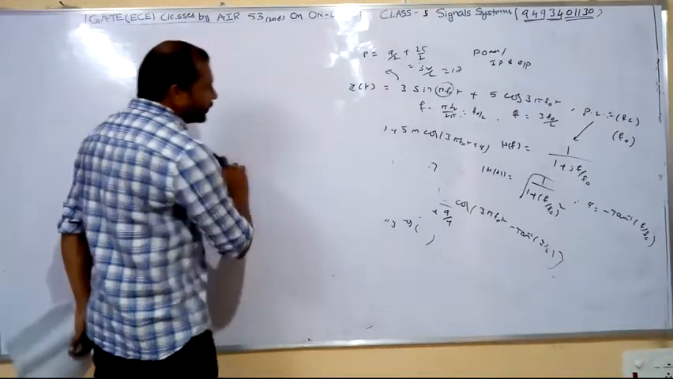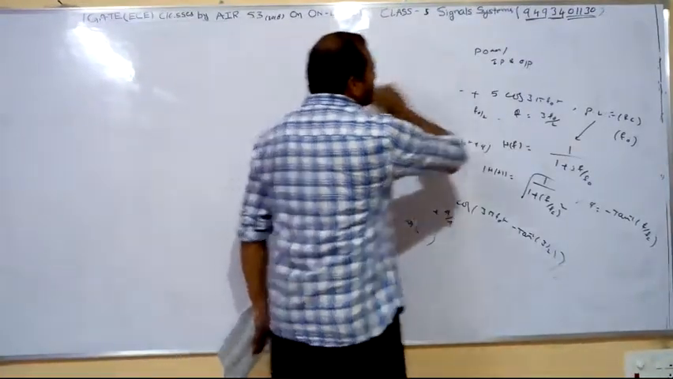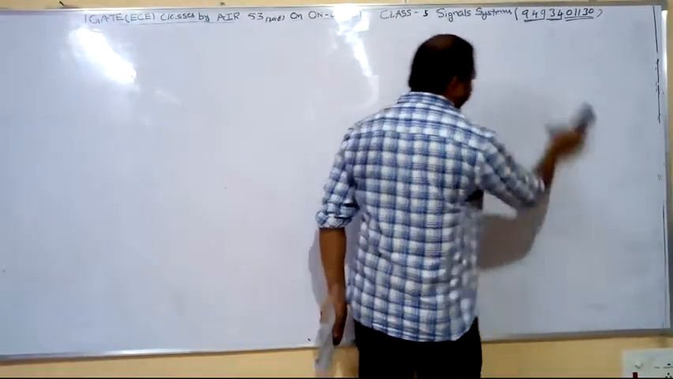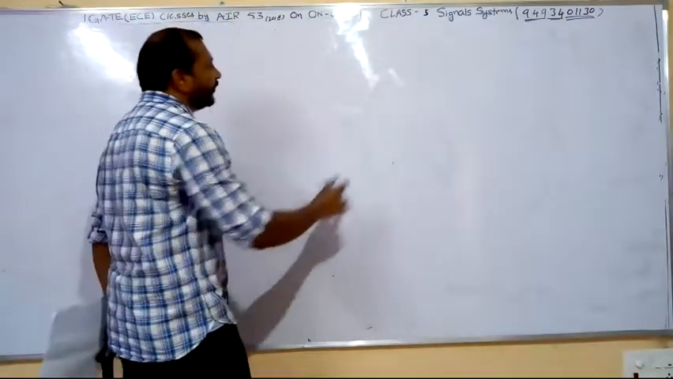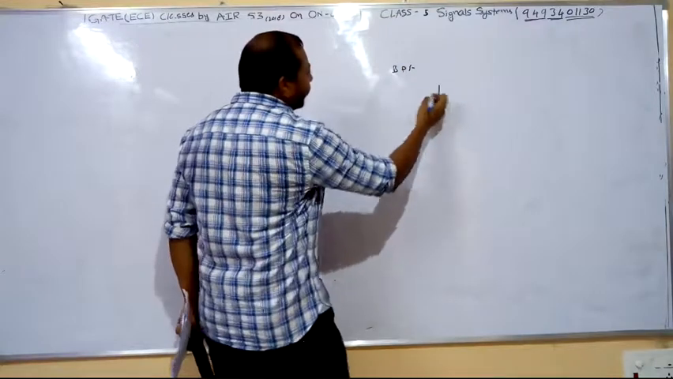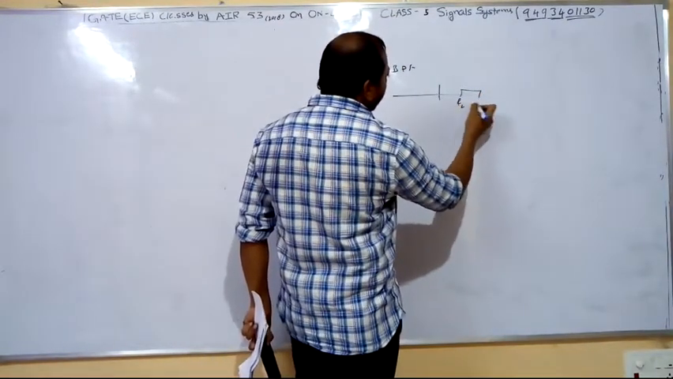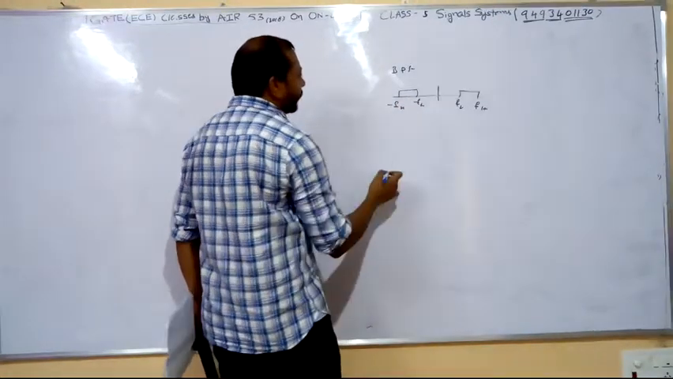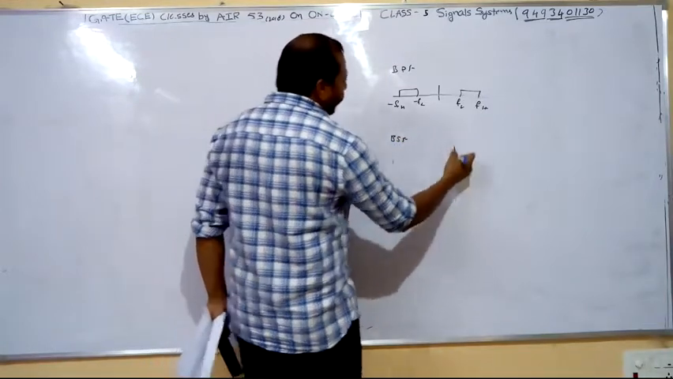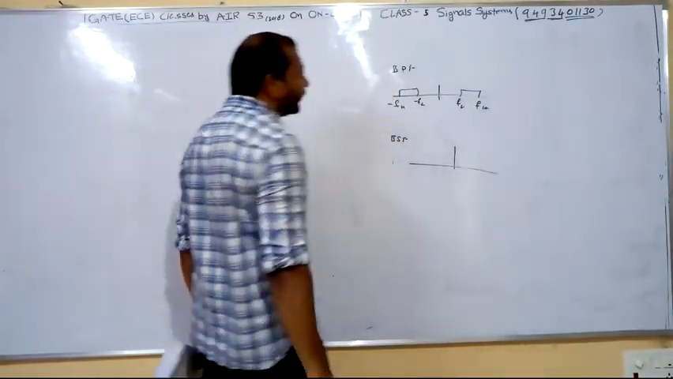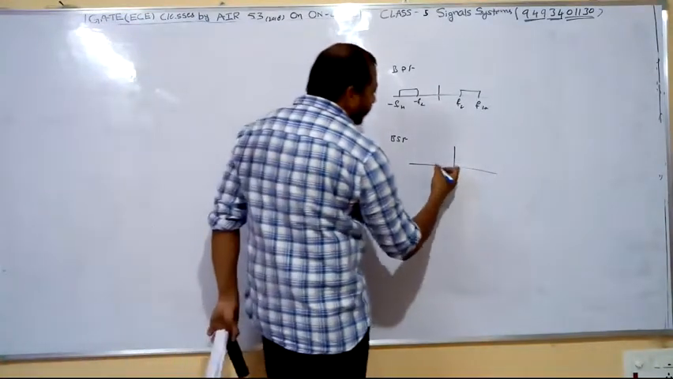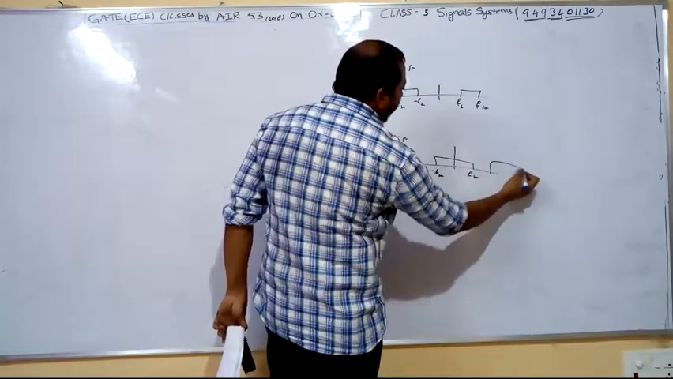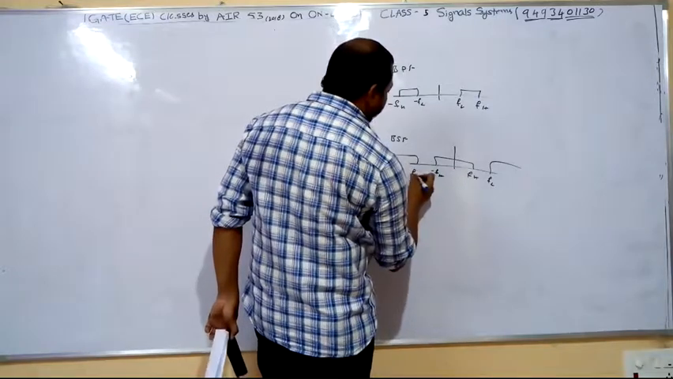How can you write the band pass filter from the low pass filter and high pass filter? One more question is important. A band pass filter is nothing but it passes some part of the frequencies. This is the lower cutoff frequency and this is the higher cutoff frequency. What about the band stop filter? The band stop filter is nothing but simply this is minus the higher cutoff frequency, and after that some lower cutoff frequency, like this.